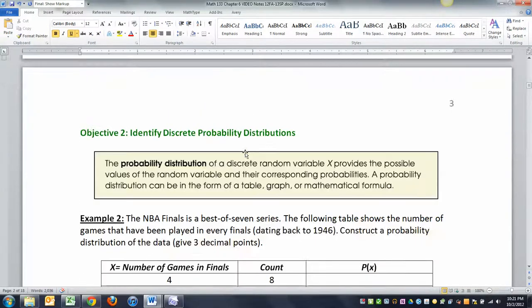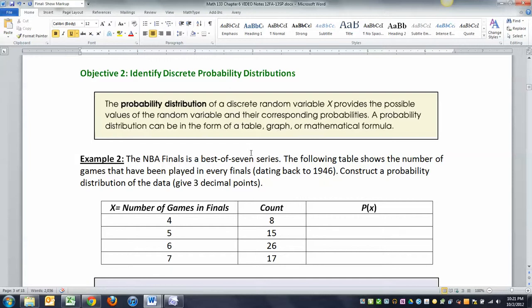All right, let's go on to how do we identify probability distribution. So the probability distribution of a discrete random variable x provides the possible values of a random variable and their corresponding probabilities. You can do it in a table, you can do it in a graph, or you can do a mathematical formula. So right now we're going to look at tables and graphs. That formula bit's coming in the next section, 6.2.